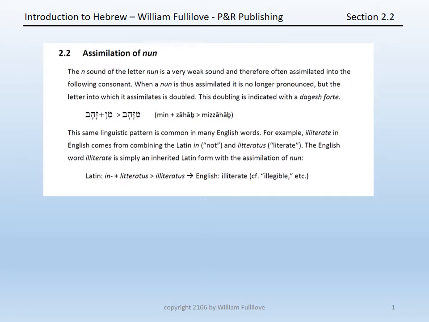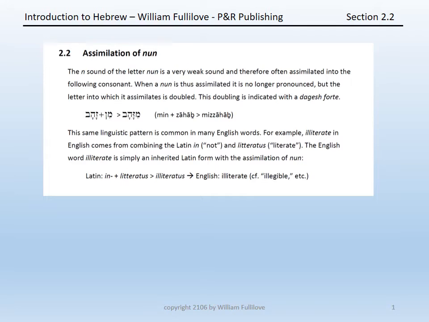The second phonetic feature to be aware of as you learn to pronounce the Hebrew words written in your Bible is what is called, and we cover this in section 2.2, the assimilation of noon. As you speak the sound of a noon, hold your hand in front of your mouth and say n. You'll notice that it is a very weak sound.